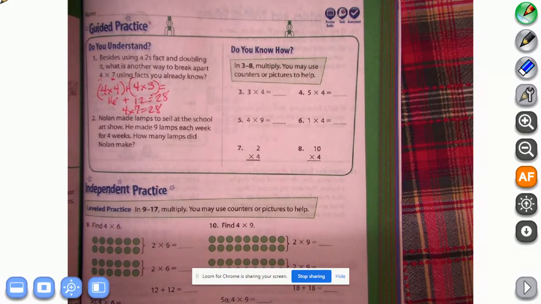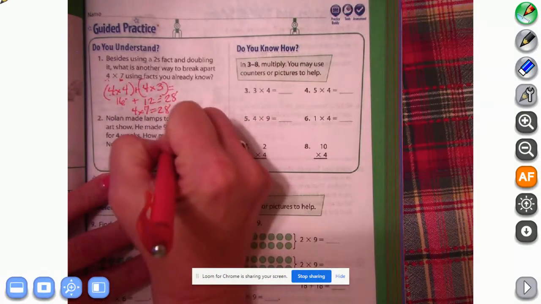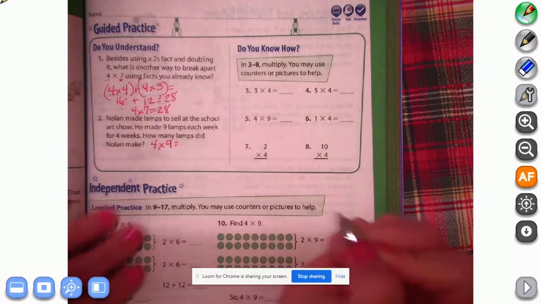Okay, so if you're not finished, go ahead and push pause right now because we're going to start on number 2. Number 2 says, Nolan made lamps to sell at the school art show. He made 9 lamps each week for 4 weeks. How many lamps did Nolan make? So basically, 4 weeks, he made 9 lamps. So how many did he make?